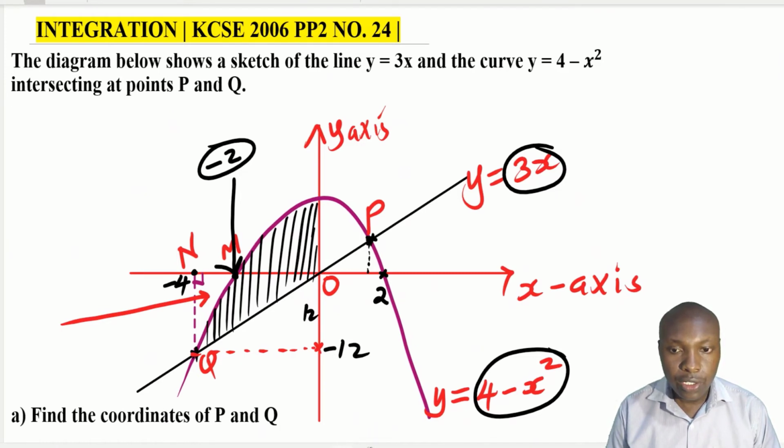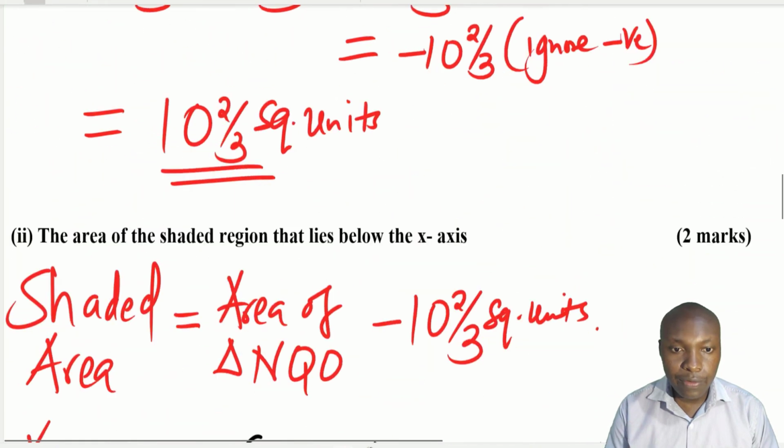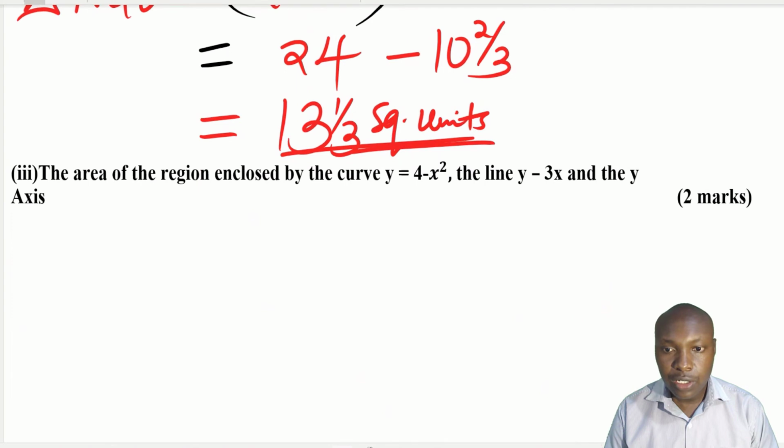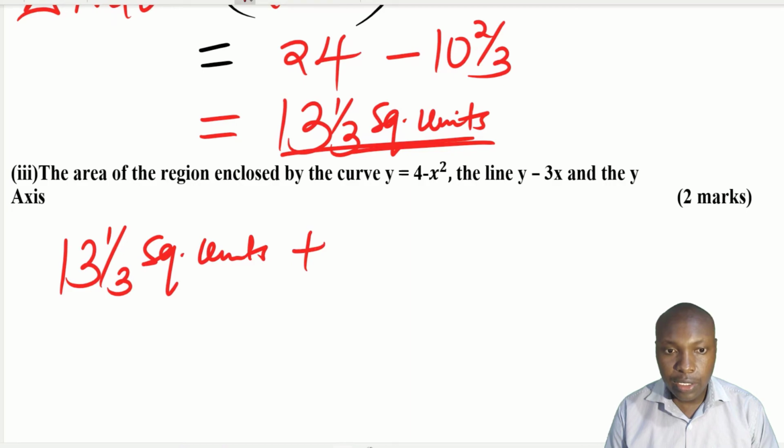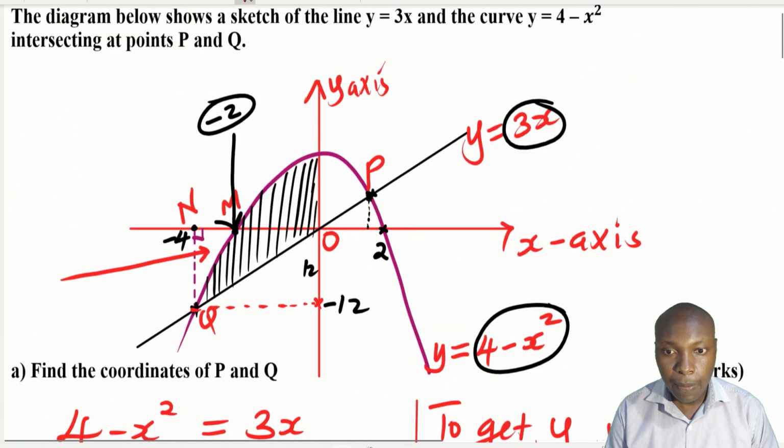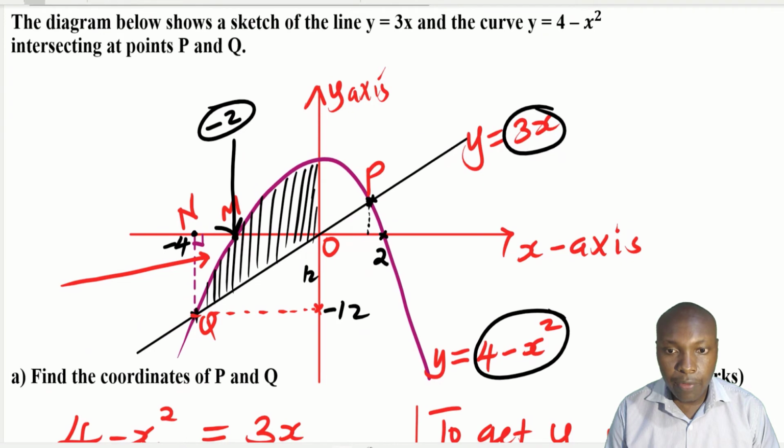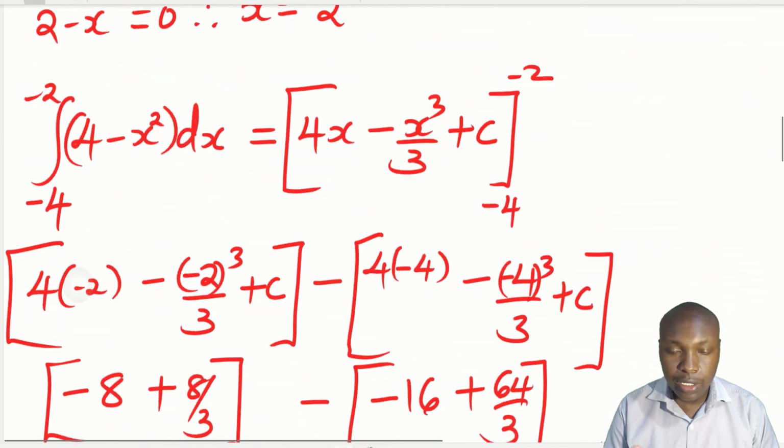The whole shaded region has two parts. The shaded area below the x-axis, we've just calculated that. Now we need to get the shaded area above the x-axis. So to get this, we shall get the shaded area below the x-axis plus the shaded area above the x-axis. That runs with the limits negative 2 to 0. You can see where it starts. Then that area above is shaded there.